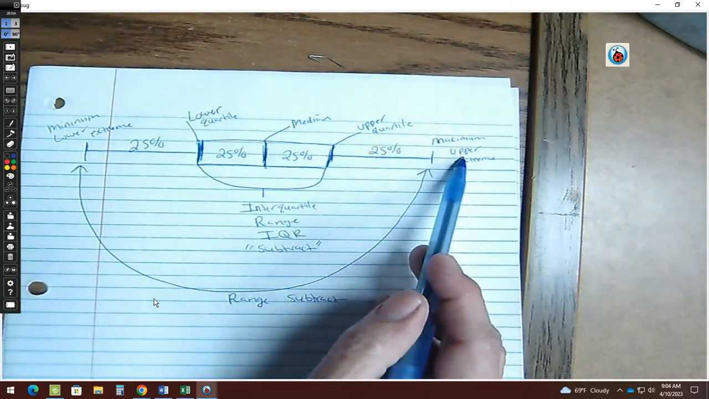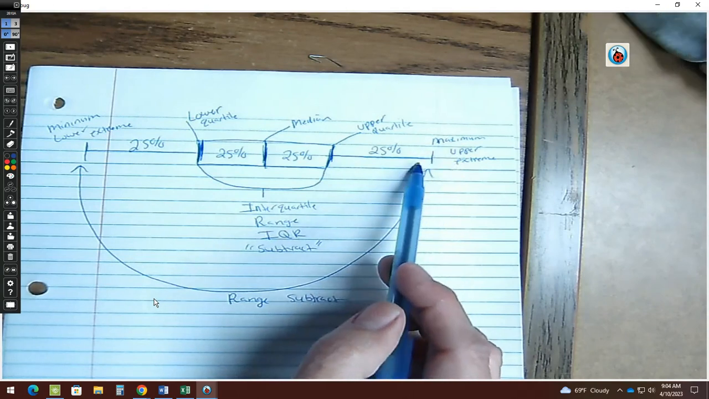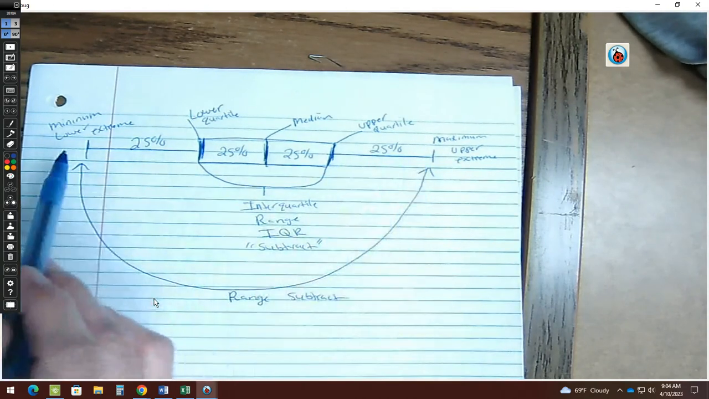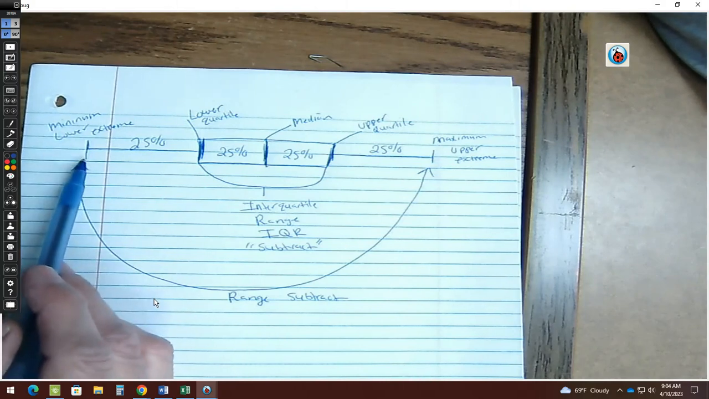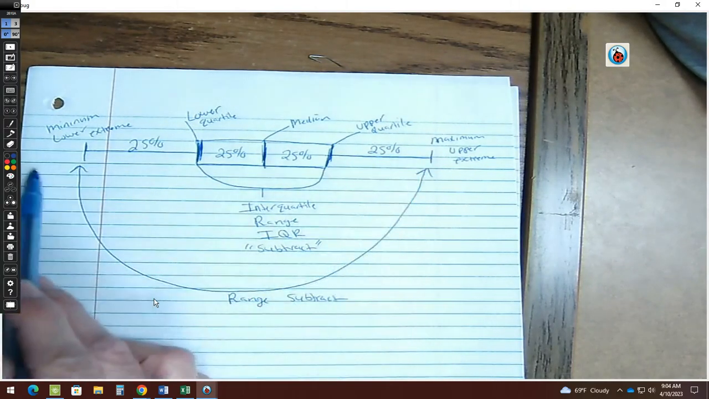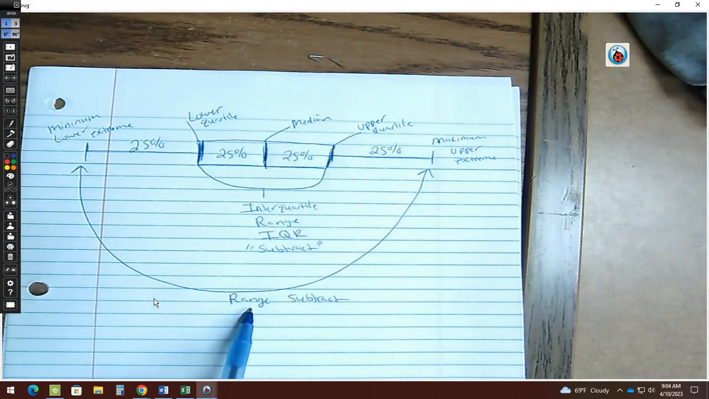The extreme, the upper extreme, which is called a maximum, that's the biggest number in your data. The lower extreme, which is called a minimum, that's the smallest number of your data. And if they ever want you to use those two numbers, it's probably because they want the range. You'll be subtracting in that case.